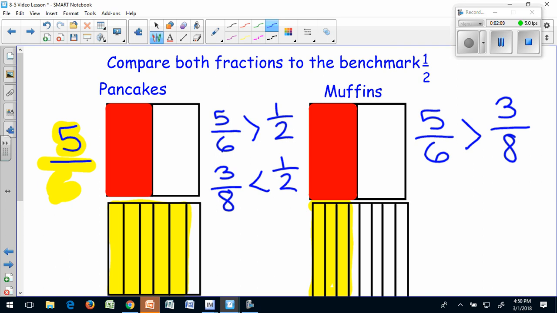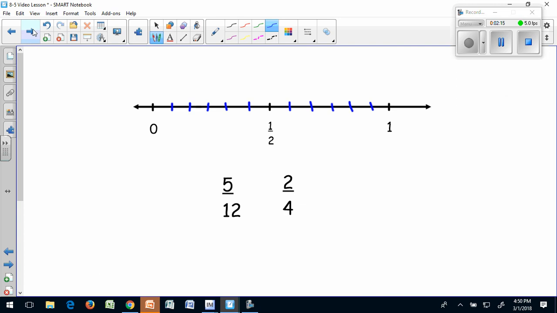Using a pen makes this much easier to read. Let's look at some more examples. I want to compare 5/12 and 2/4. And I'm going to use 1/2 again as my benchmark. If I look at 5/12, I know that 6/12 is equal to 1/2. And if 6/12 is equal to 1/2, then what does that tell me about 5/12? It tells me that it's less than 1/2.